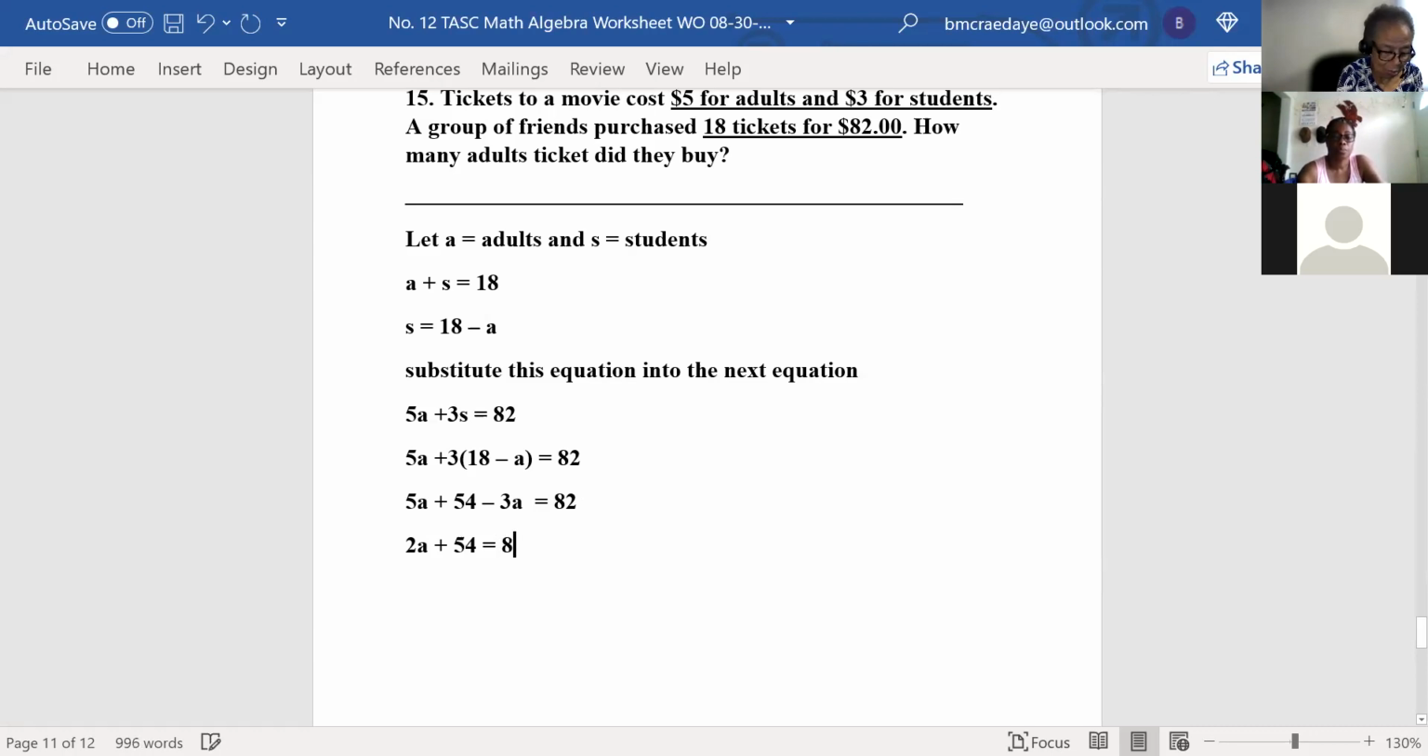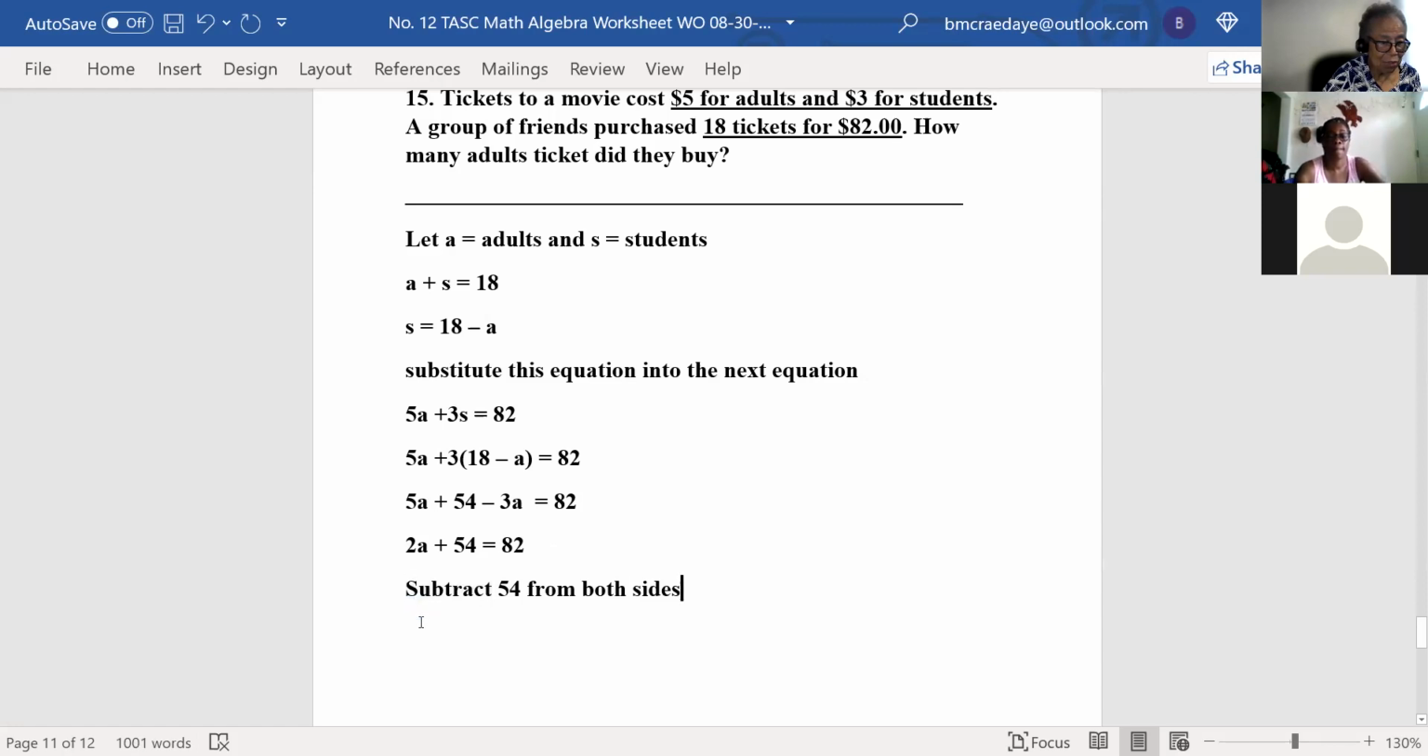What would I do next? Okay, we will now divide. No, we don't divide yet. We have constants, so we find the difference. You subtract the 54 from both sides.